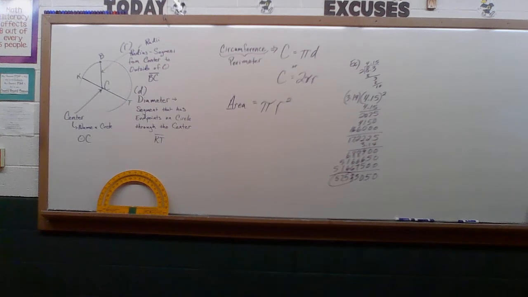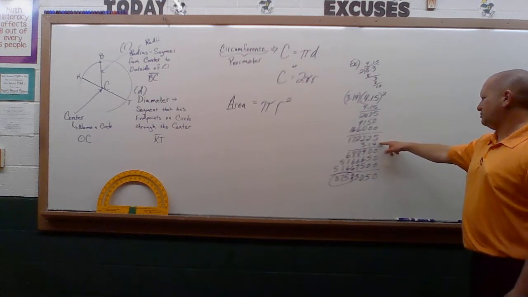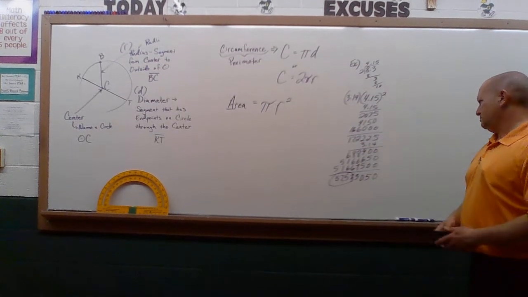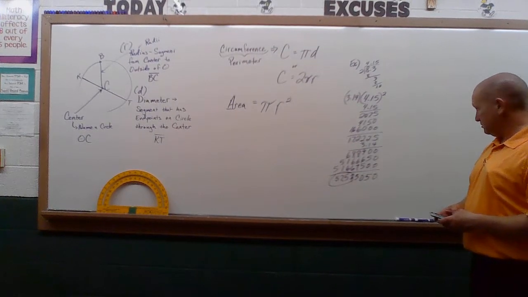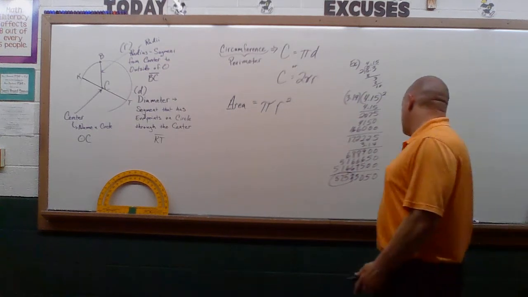Because 4.15 squared is 17.2225. And then times 3.14 is 54.070. Oh, that stinks. I'm confused. Where did I go wrong?